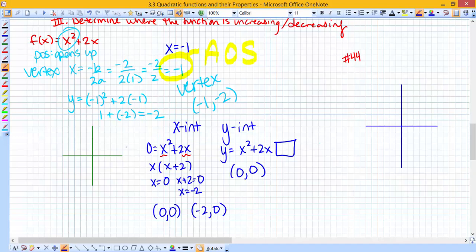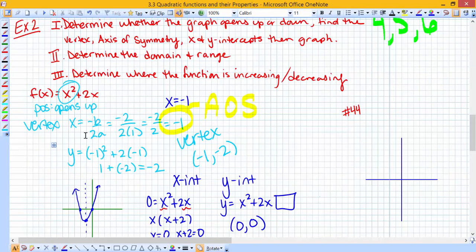So to graph this, I'm going to start with my vertex, which is negative 1, negative 2. Through your vertex is your invisible axis of symmetry. From there, I'm going to graph my intercepts. So I have an intercept of 0, 0. I have an intercept of negative 2, 0. And I have an intercept of 0, 0, which I've already graphed. And I have enough with just those 3 points to make my parabola. So hopefully that shouldn't be too bad after example 1.